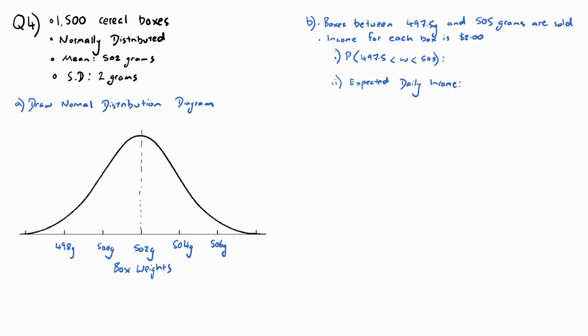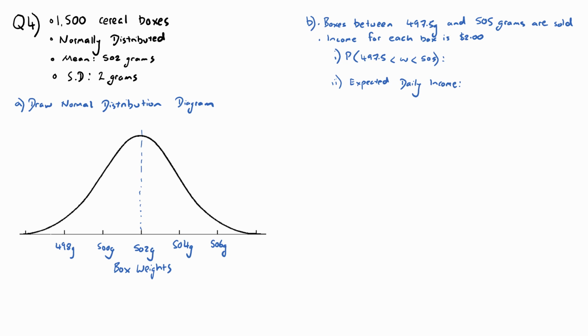Question 4, part B. There are two parts to this. Let's have a look at the first one. Find the probability that a box of cereal chosen at random is sold. Now, we are told in the sentence above that all boxes of cereal with a weight between 497.5 grams and 505 grams are sold, and that the income for each box sale is $2. But we'll get to the monetary part in the second sub-question of B.